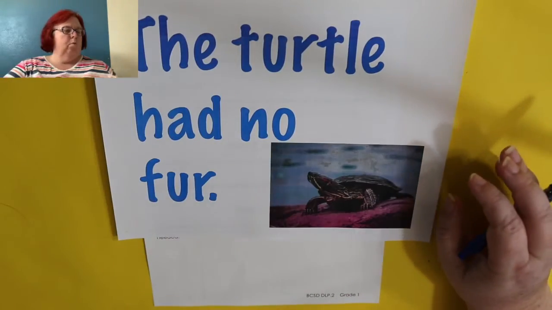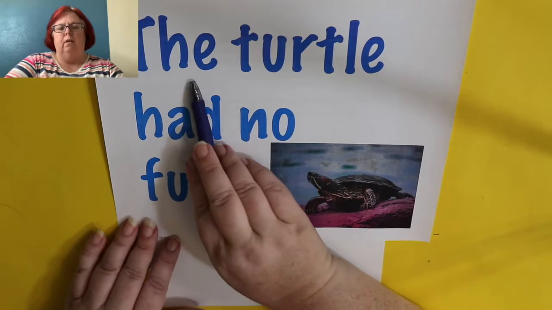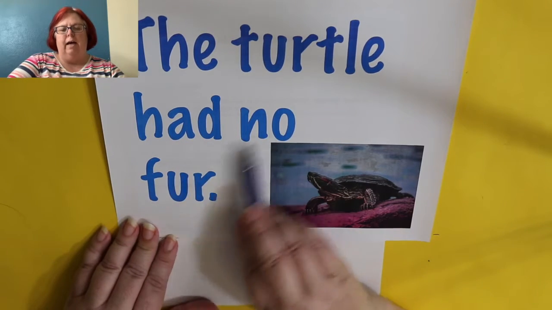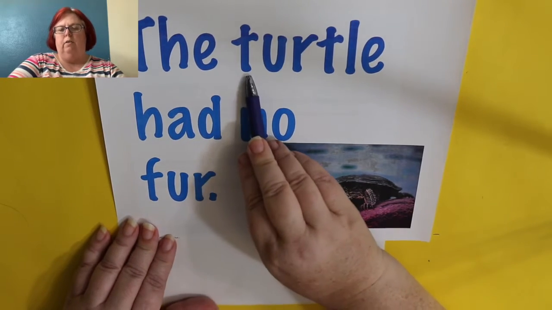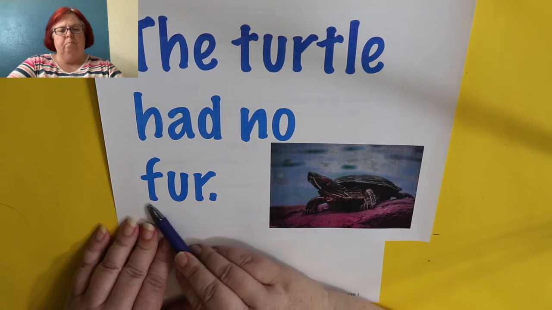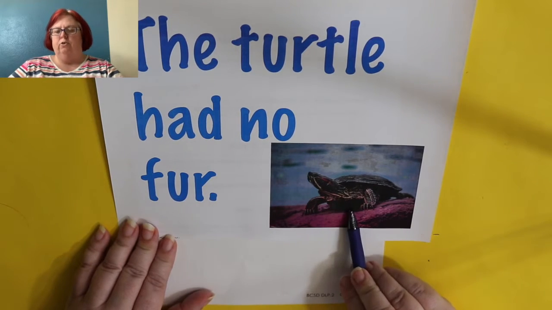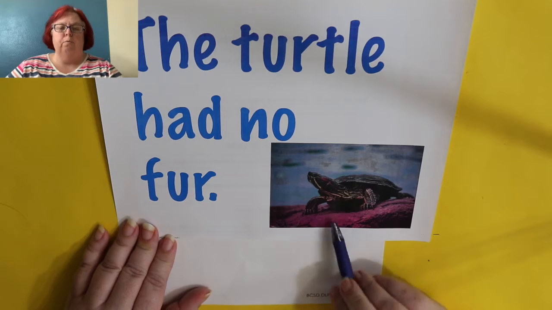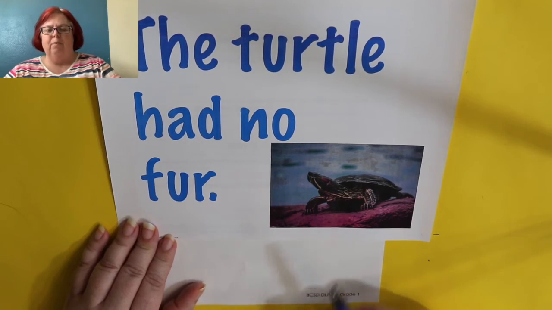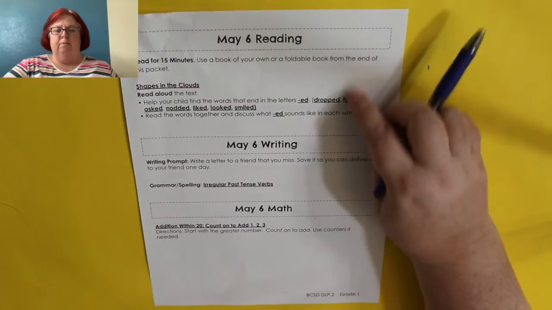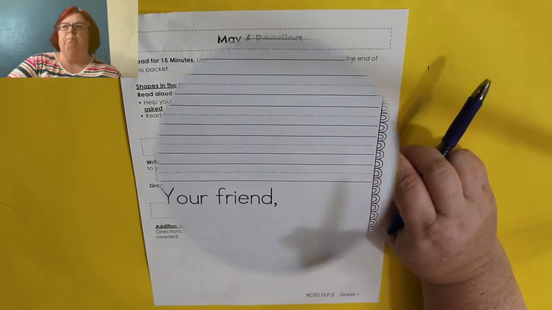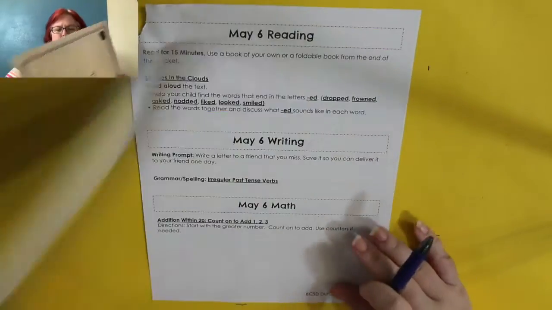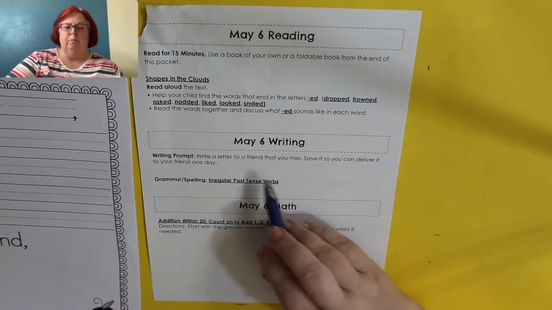And one more review from yesterday. The turtle had no fur. The word was turtle, fur. And there's our turtle. And being a turtle, he has no fur because only mammals would have fur. And so now we have finished our reading for today. On to our writing. And let's look and see what we're being asked to do with writing.